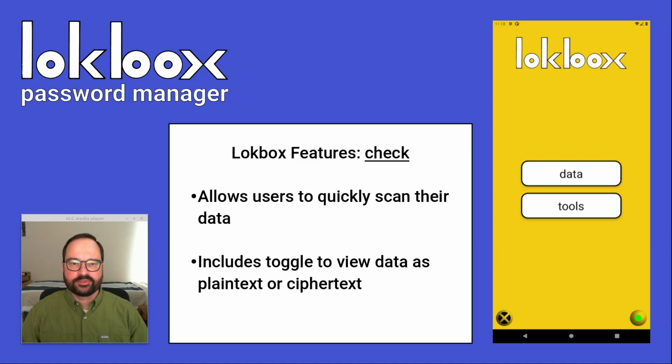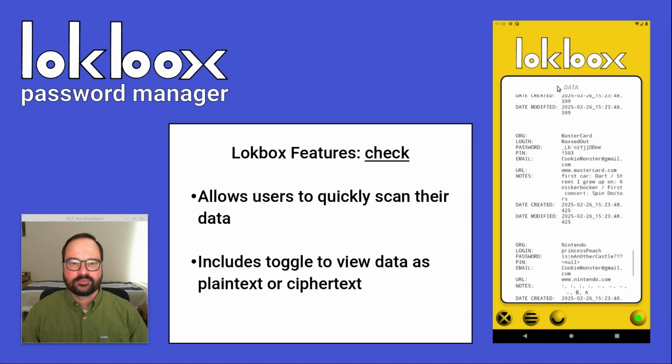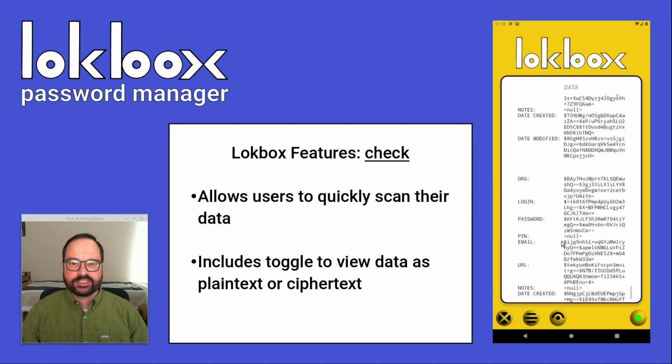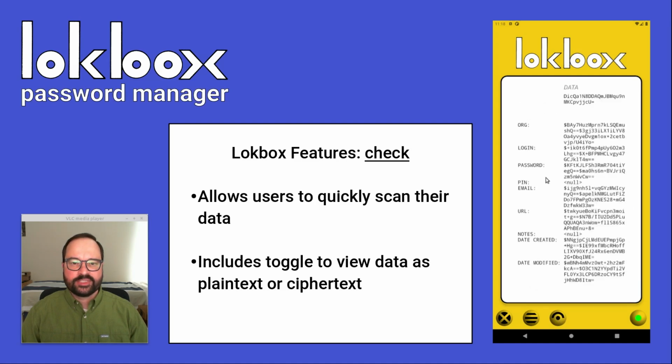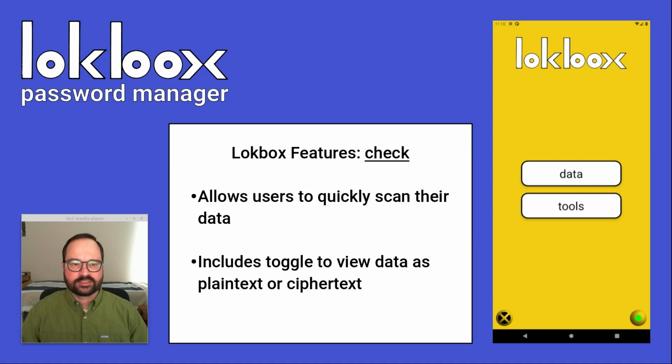Next, we have the Check component. Using the Check component, users can review all of their information in plain text on one scrollable screen. After clicking Check, the user's information is automatically decrypted for display. If one wants to see how the information is stored on the device, simply click the visibility toggle on the bottom of the screen, and information will be displayed as ciphertext.